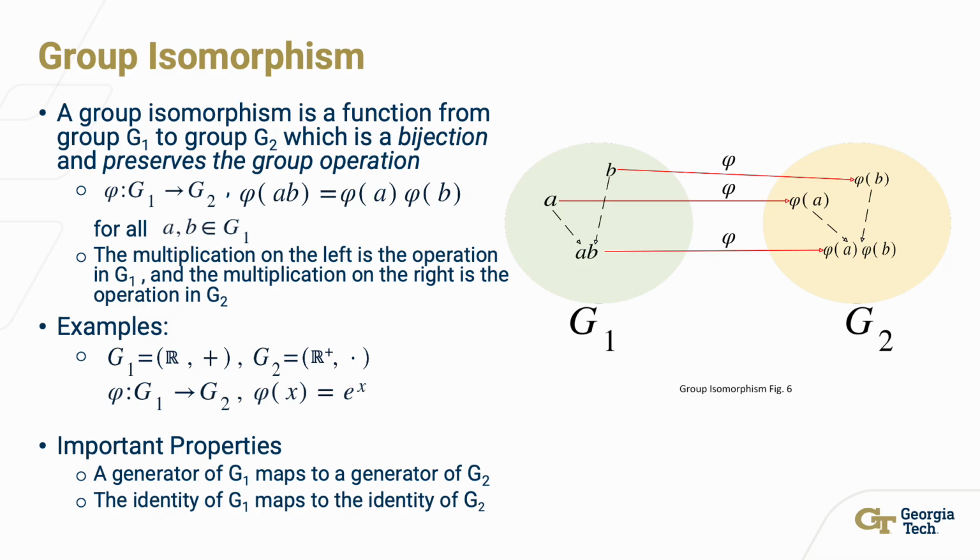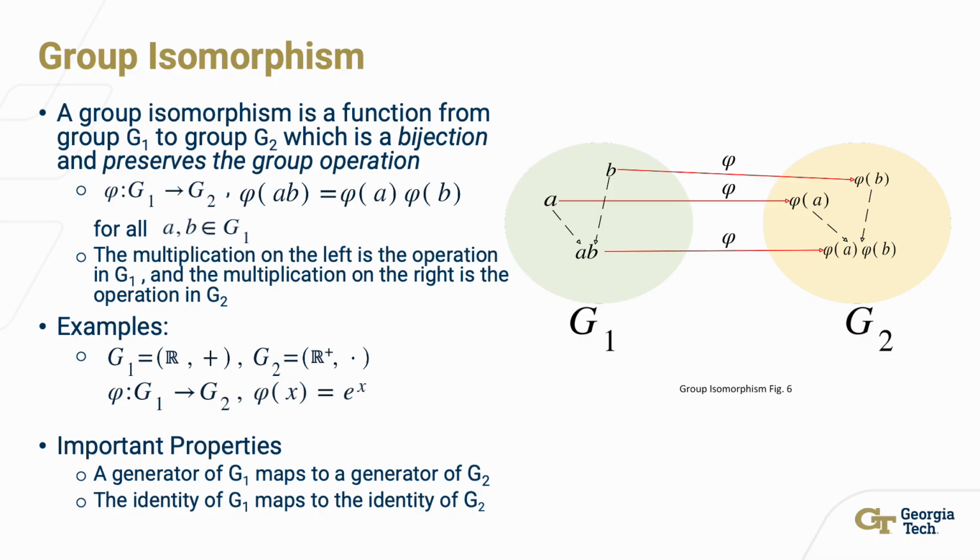Regarding groups, a group isomorphism is a function from one group to another which is bijective and preserves the group operation. We see here that the multiplication on the left-hand side is within the first group, and that translates directly to multiplication between objects on the right in the second group. One such example is from the real numbers under addition to the positive reals under multiplication, and that map's given by e to the x.